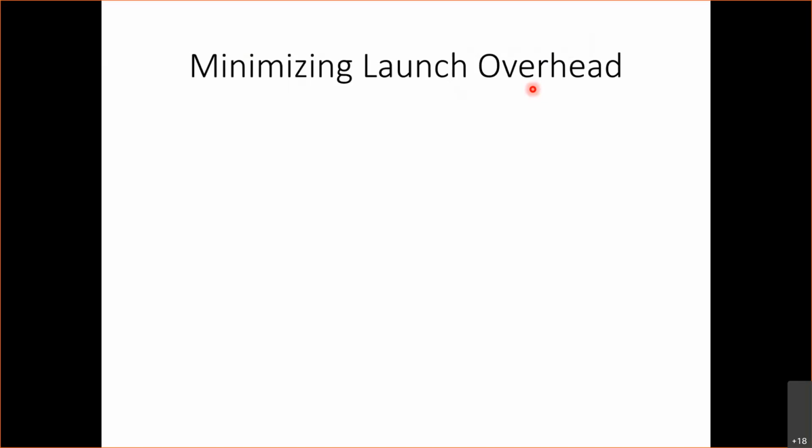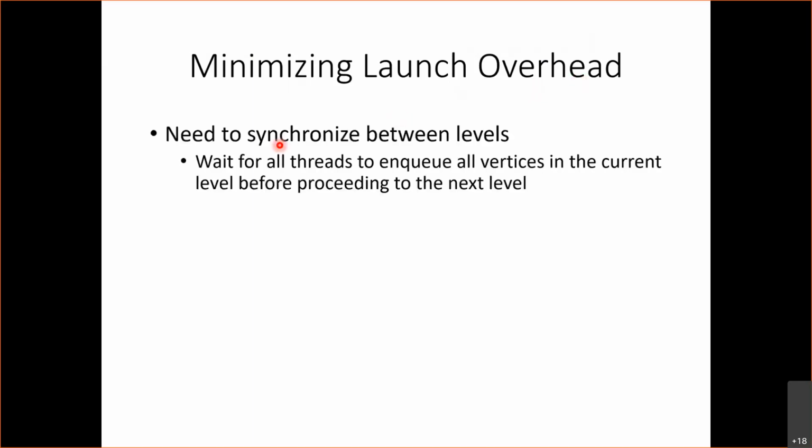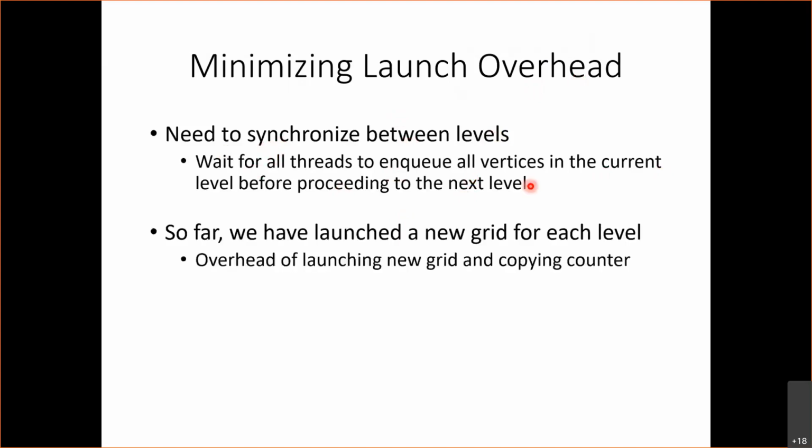And what that means is that the number of vertices in my frontier may be small enough to require only one thread block to process. Okay, and this presents an opportunity for optimization. We've seen that we need to synchronize between levels because we need to wait for all threads to enqueue all the vertices of the current level before proceeding to the next level. And so far, to synchronize between levels we've launched a new grid for each level.